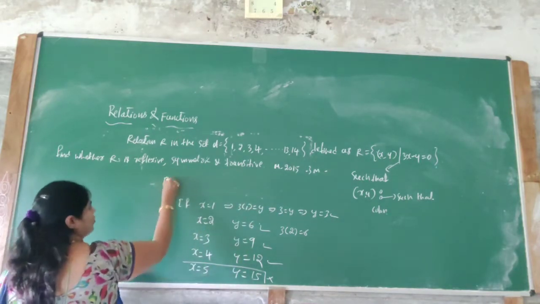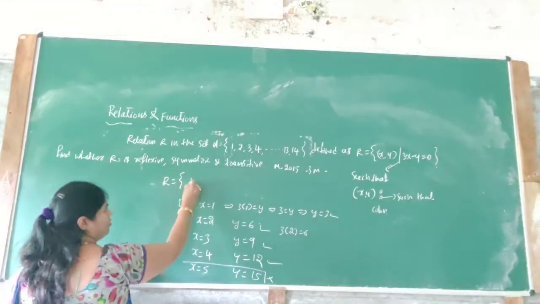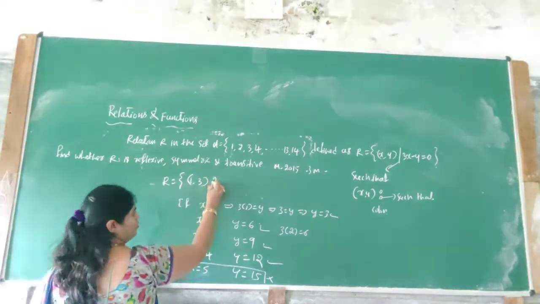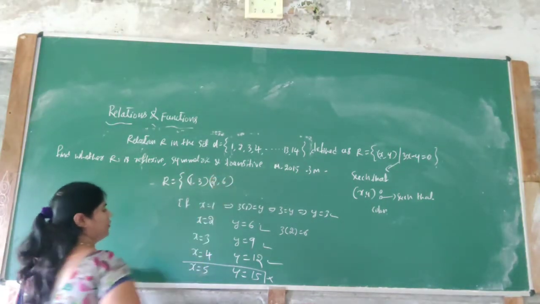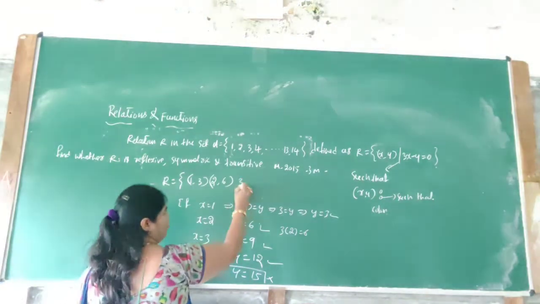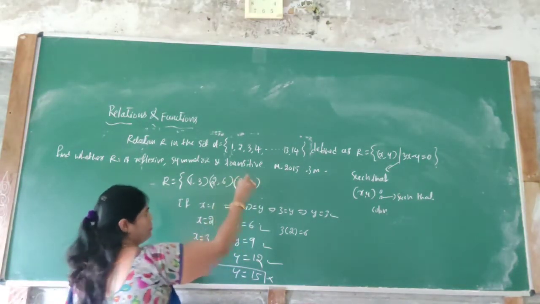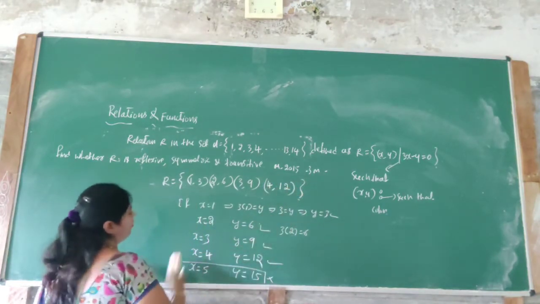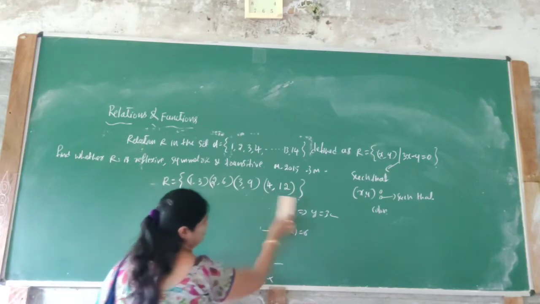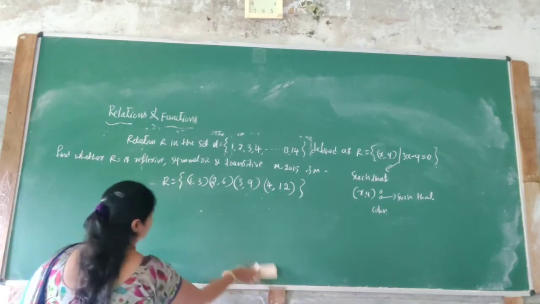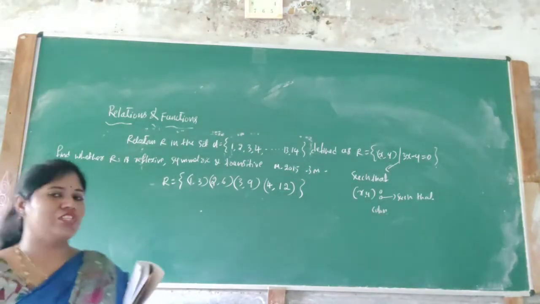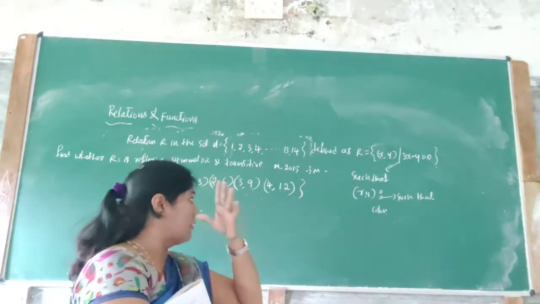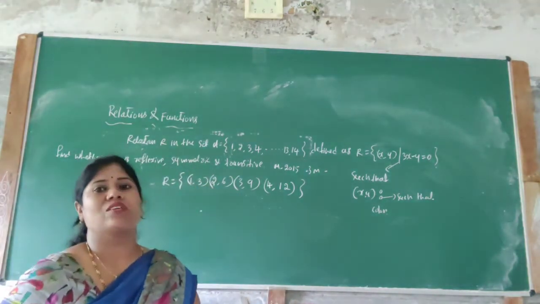So R is equal to, if x is equal to 1, what is the y value? 3, so (1, 3). If x is equal to 2, y is 6. If x is equal to 3, y is 9. If x is equal to 4, y is 12. So these are the R values. We have to write the R values first by solving this equation, 3x minus y is equal to 0, so 3x is equal to y.